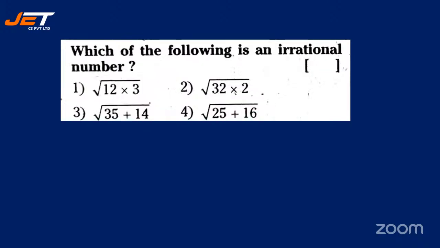Which of the following is an irrational number? Root of 12 times 3, root of 32 times 2, root of 35 plus 14, root of 25 plus 16. Which of these is an irrational number? Check again whether it is a perfect square or not, students. 12 times 3 is 36, which is a perfect square. 32 times 2 is a perfect square.